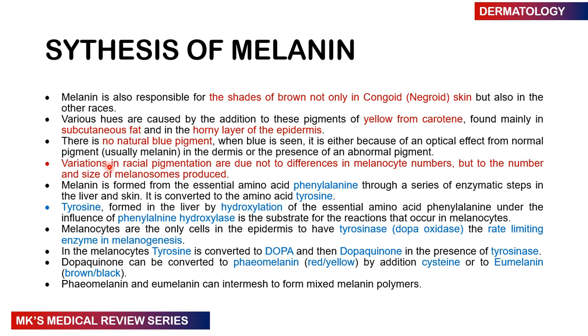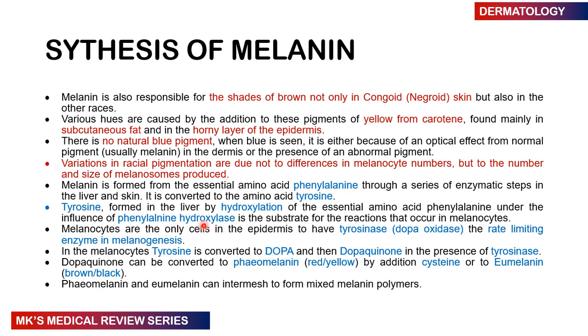So remember that melanin is actually going to be formed from an essential amino acid that's known as phenylalanine, through a series of enzymatic steps that are going to be happening in the liver. They're also going to be happening in the skin. Remember that this amino acid, phenylalanine, is going to be converted to tyrosine. So in essence, tyrosine is like the precursor for melanin. And remember that this tyrosine is going to be formed in the liver by hydroxylation of the essential amino acid phenylalanine. And this is going to be under the influence of the enzyme that's known as phenylalanine hydroxylase.